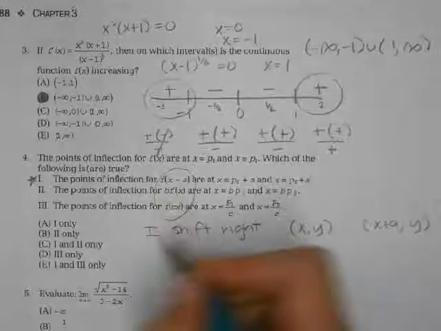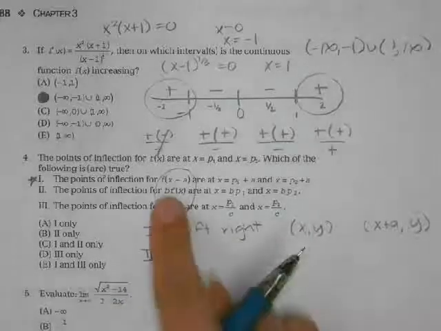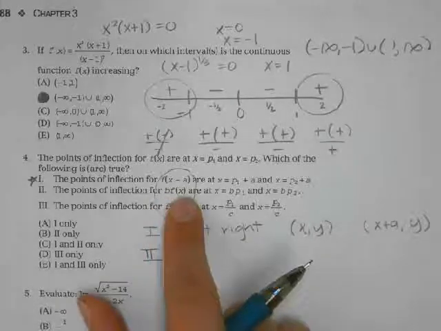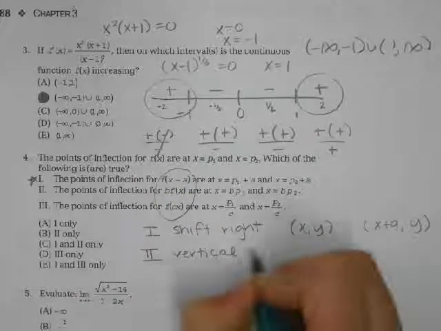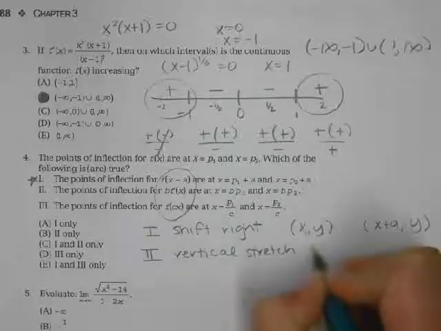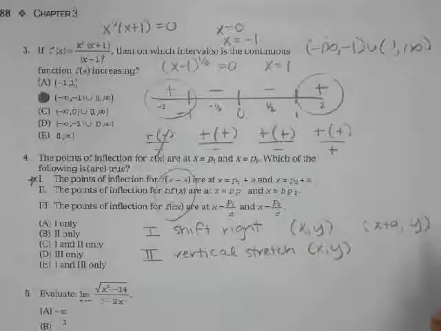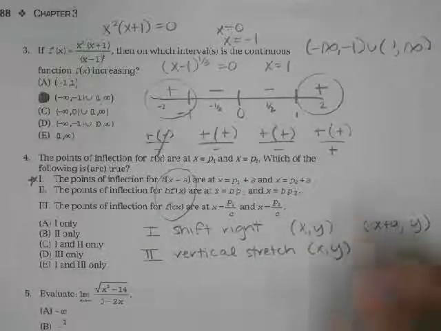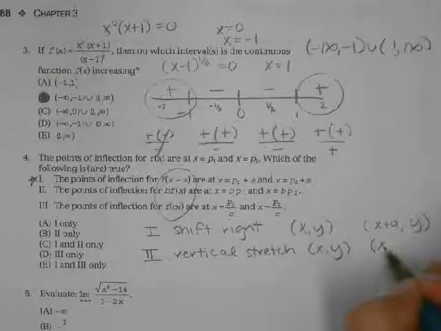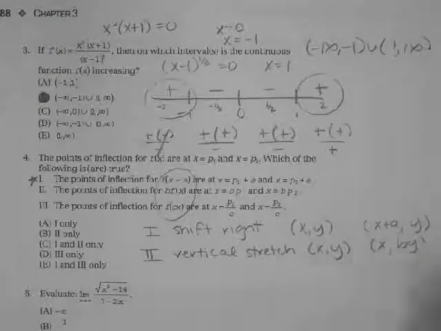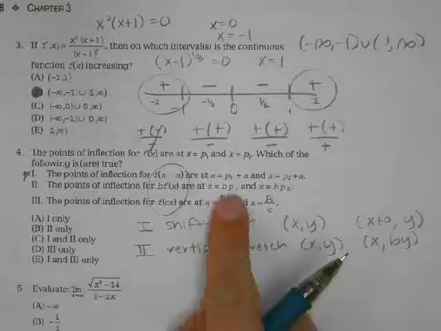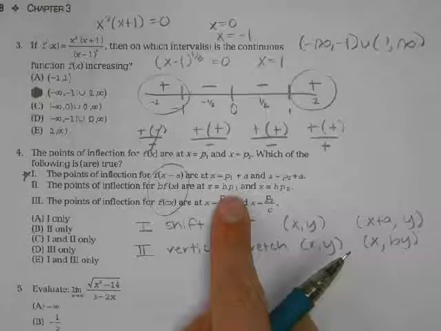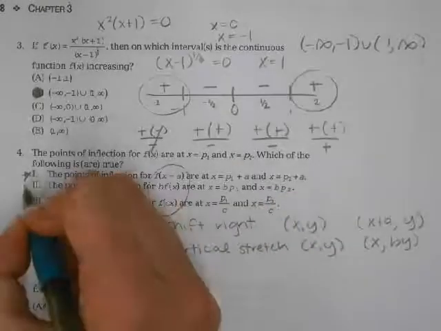The next transformation is a multiplier that's in front of the function. That is a vertical stretch. So if your points were originally x, y, and you stretched it by 2, or in this case you stretch it by b, the x coordinate stays the same, but the y coordinate is multiplied by that stretch value. So here they are saying that the x coordinates are being multiplied by the stretch value, which is not true. So this one is false.